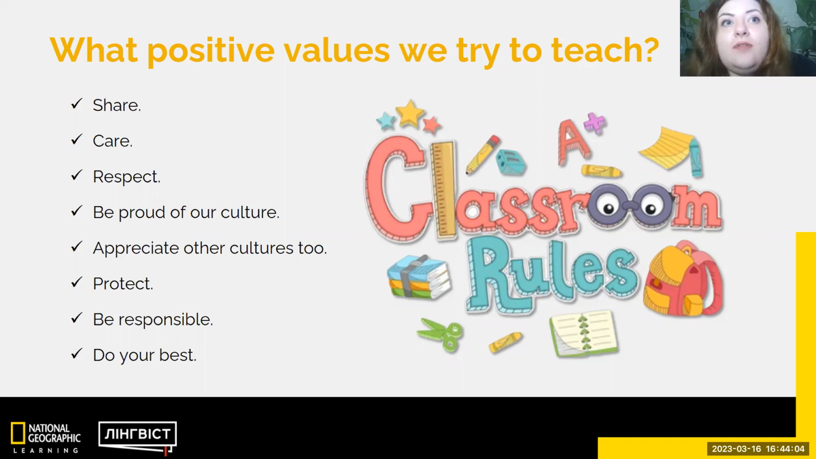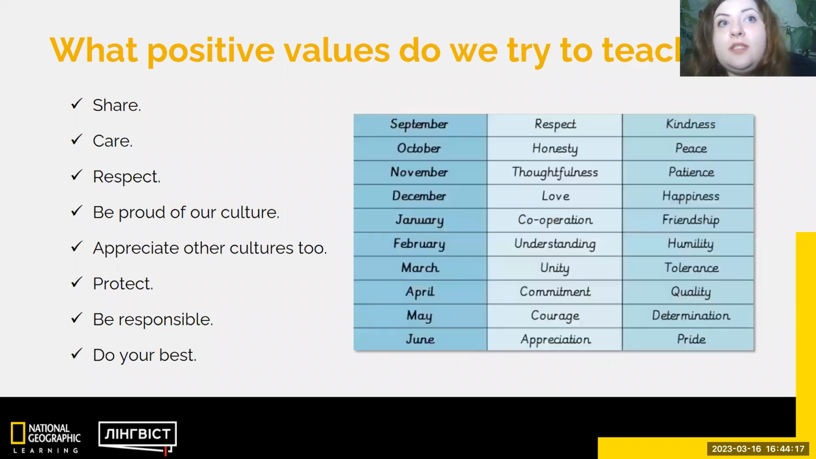Okay, I will show you another example. It's good that we mostly agree that classroom rules are an interesting strategy, easy and good to implement. Another strategy is that we can create our calendar. It can be something that we will be talking about, like what we will be doing. September would be a month for respect and kindness. Yes, we would be trying to implement that one.